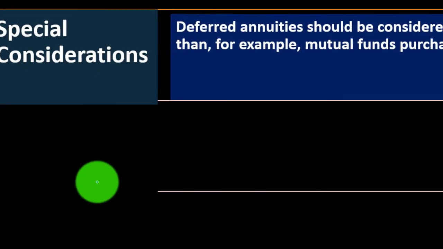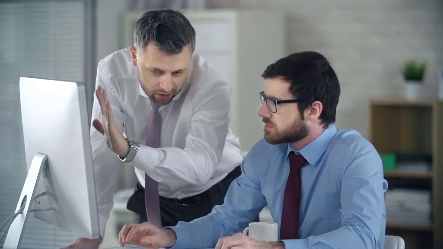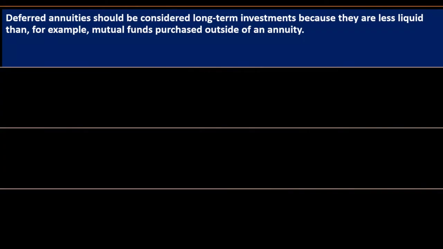So, special considerations: deferred annuities should be considered long-term investments because they are less liquid than, for example, mutual funds purchased outside of an annuity. So one of the downsides of an annuity is that it's not just in the market, where if you had a lump sum of money that you're going to put into the market, you might say, hey, I'm just going to live off the income, the dividends and interest that come off it. But it's still liquid. If you needed an emergency, you can access that money. If it's in an annuity, you don't have that same kind of access.